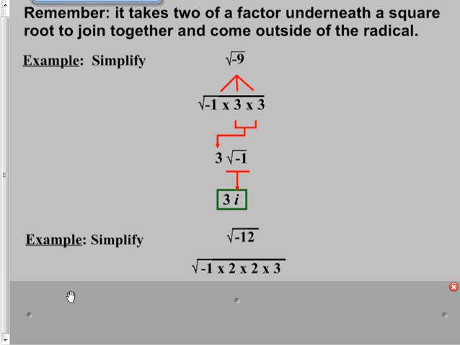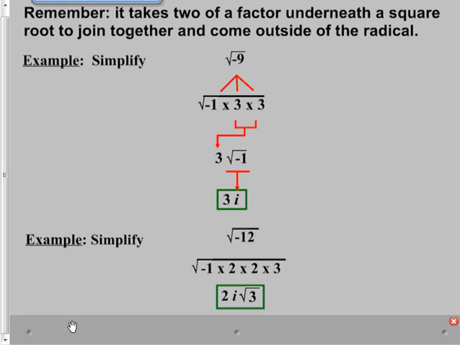We're looking for pairs of stuff. Obviously, you have a pair of 2's, so the 2's are going to join together and come outside. The 3 does not have another 3 to join with, so it's going to be stuck underneath the radical. But the -1 is going to get to come out in the form of i. So we will get a 2 outside of the radical, we'll get an i outside of the radical, and we will get a 3 still stuck underneath the radical.